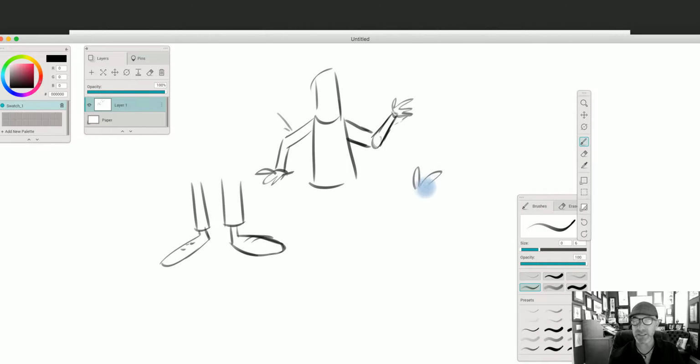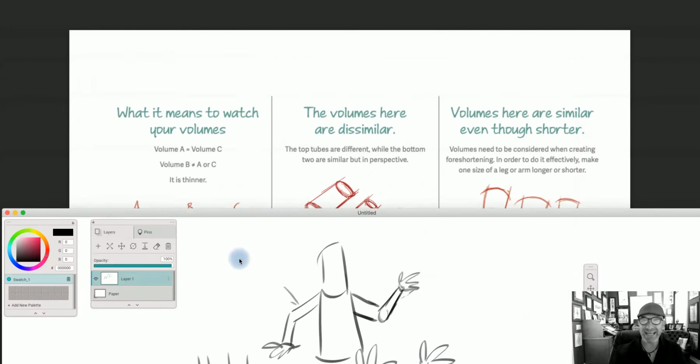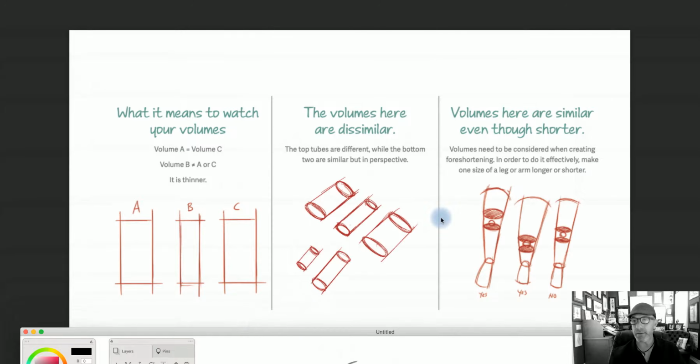Maybe you have someone's hand through here, but then on the other hand of your character, all of a sudden that hand is feeling a lot bigger in comparison to this hand. Not that it's a spatial difference between what's right in front of you and what's further away. It's just something that we've got to make sure we're maintaining and constantly thinking about. Okay, so volumes here are similar, even though shorter.